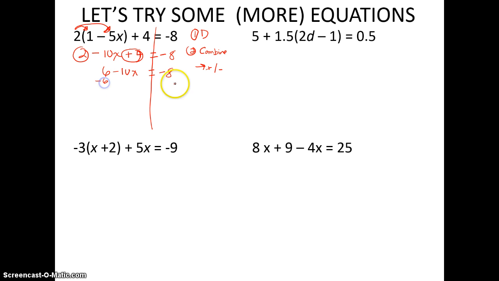Opposite of 6 is negative 6. What I do to one side, I do to the other. He goes away. That was my point, to get rid of that. So negative 10x equals negative 14.